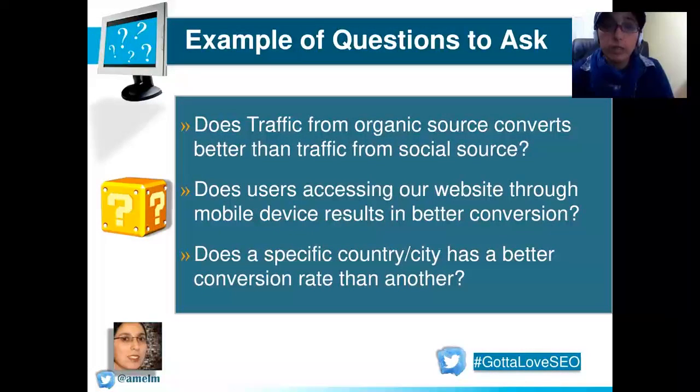First, for example, you can ask: does the traffic from organic source convert better than traffic from social source? Let's say you're spending a lot of time on social media and you're not focusing on SEO at all. You look at your analytics and ask yourself, where is organic converting better, or is it social media? Maybe you'll discover that organic source is converting way, way higher than social media, and I'm spending so much time, effort and budget on social media.